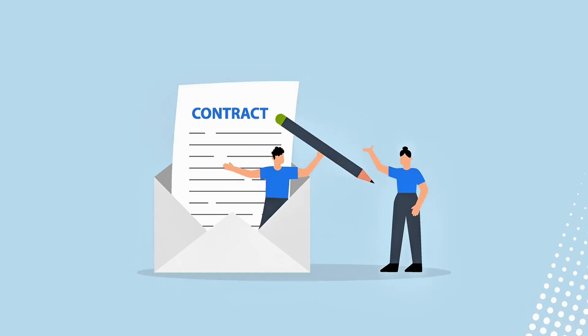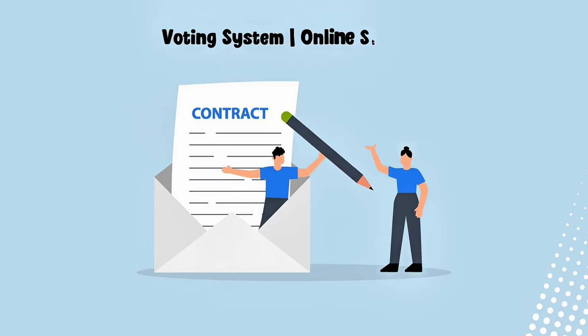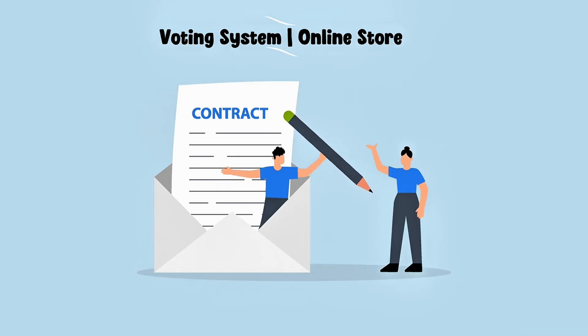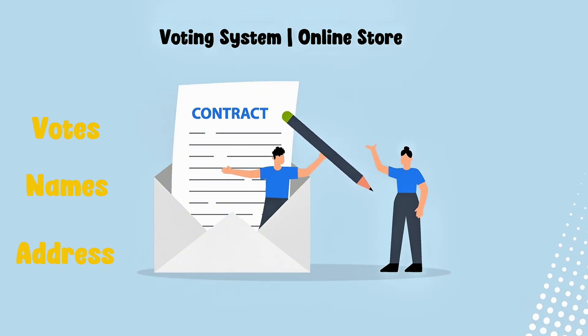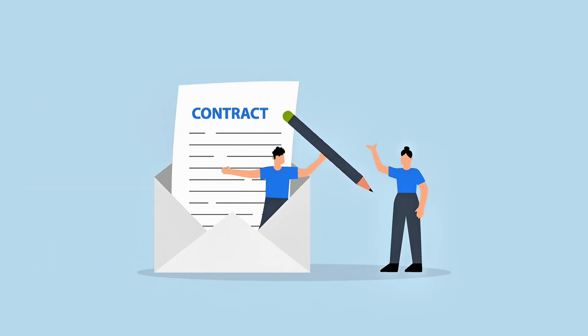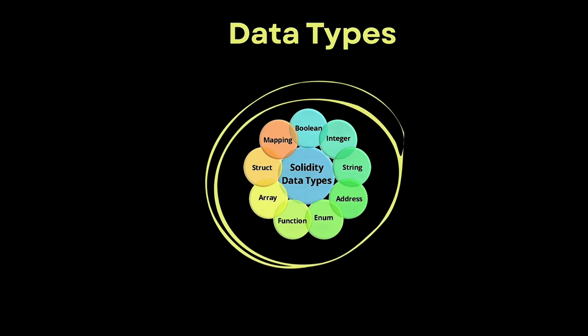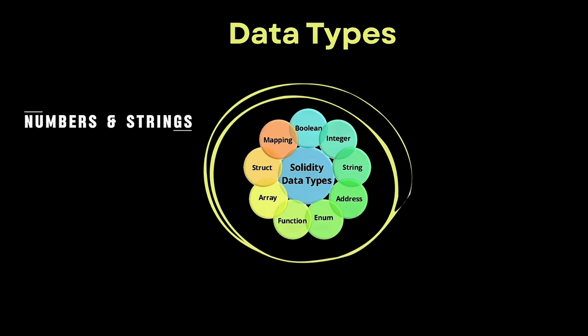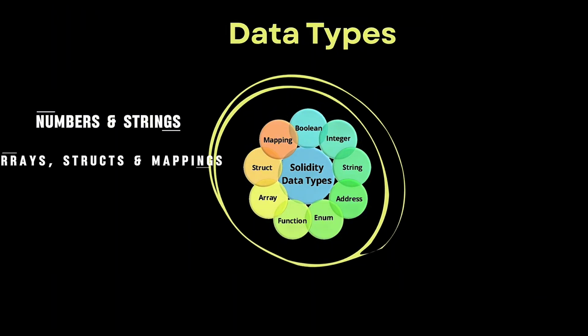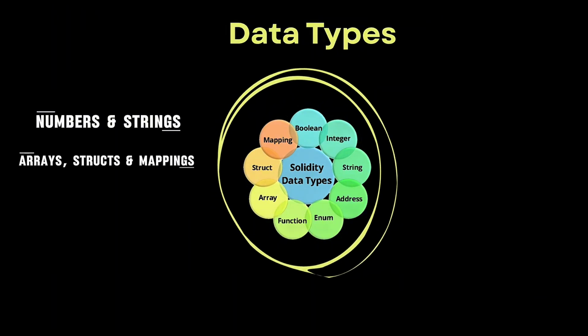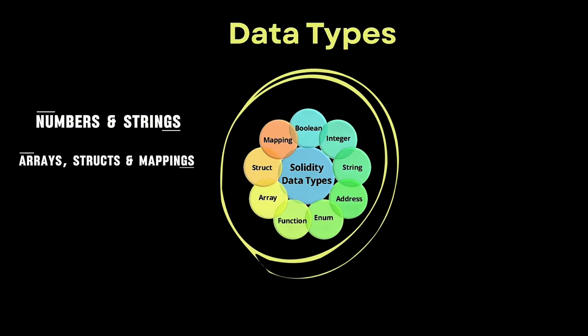Imagine you're building a smart contract that manages a voting system, or maybe an online store. You need a way to store numbers like votes, words like names, true or false answers, and even Ethereum wallet addresses. That's where data types in Solidity come in. In this video, we'll cover everything you need to know about data types in Solidity, from the basics like numbers and strings, to advanced ones like arrays, structs, and mappings. By the end, you'll understand exactly how to use them in your smart contracts.